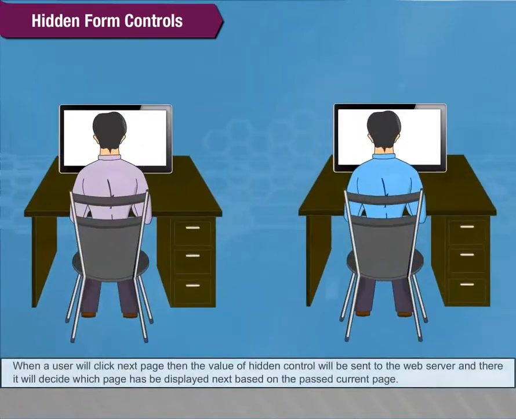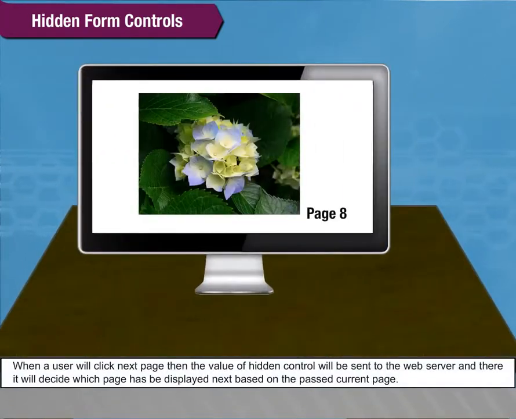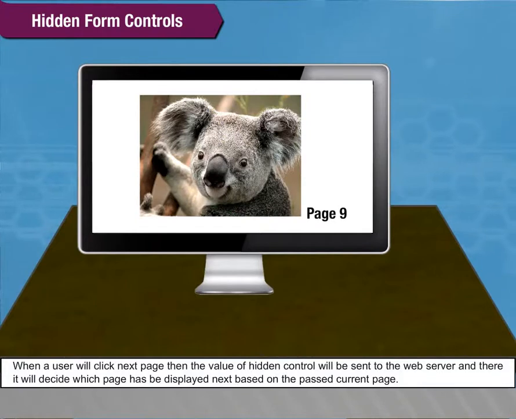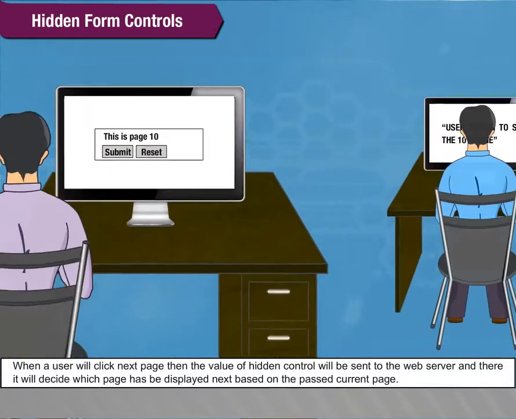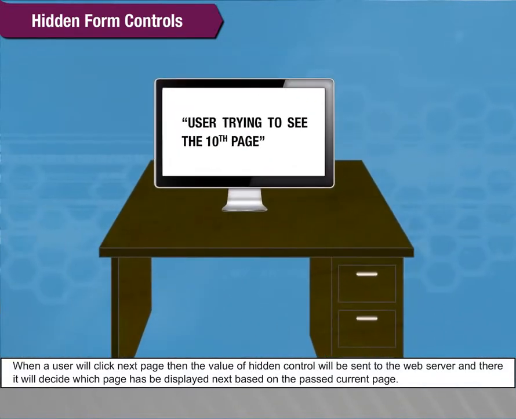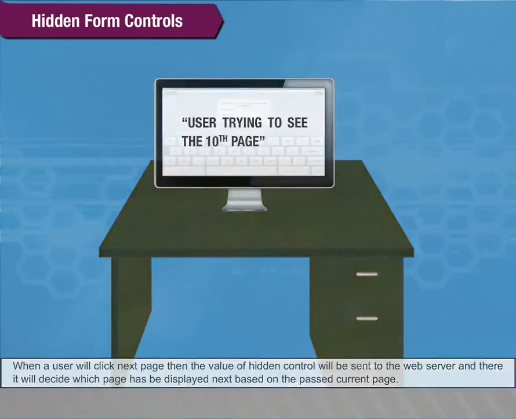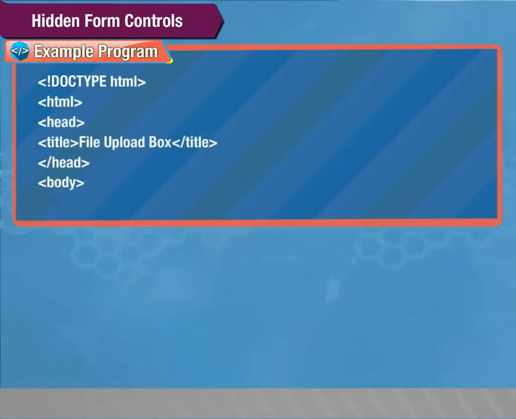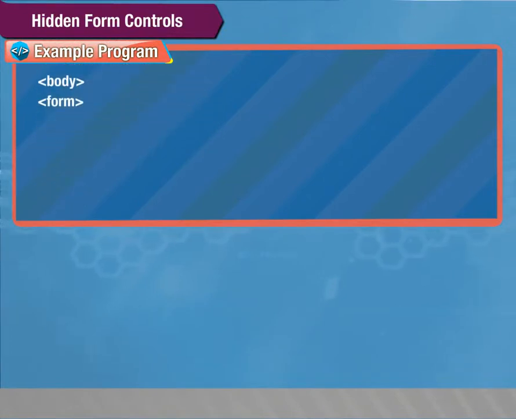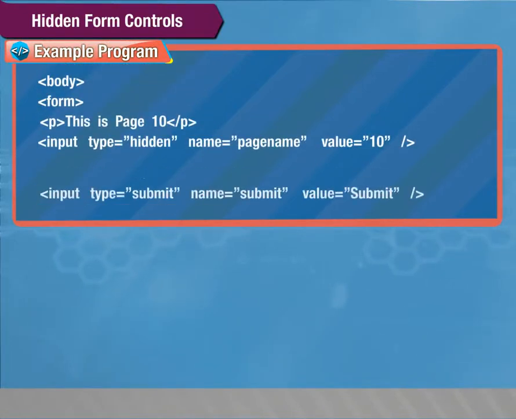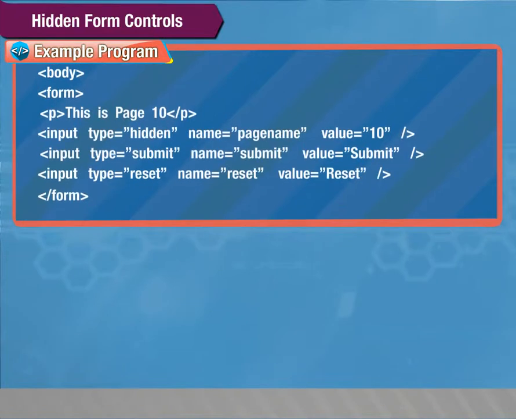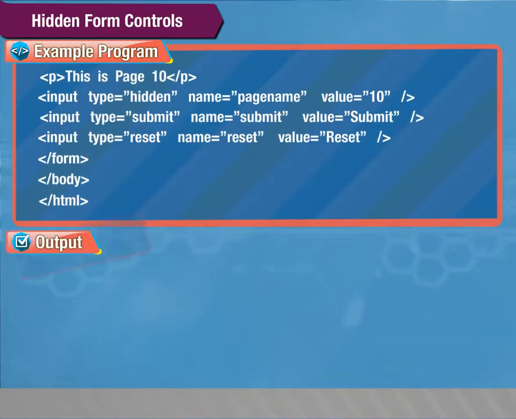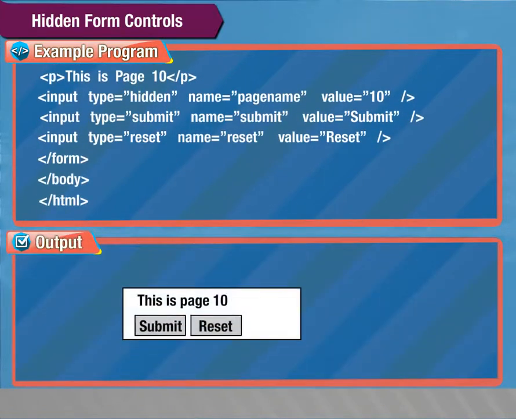When a user clicks next page, then the value of hidden control will be sent to the web server, and there it will decide which page has to be displayed next based on the past current page. Let us see the example program of hidden form controls. The output of this program is shown in screen.